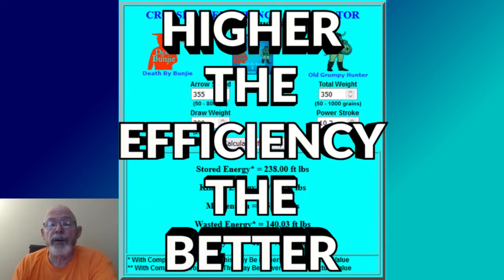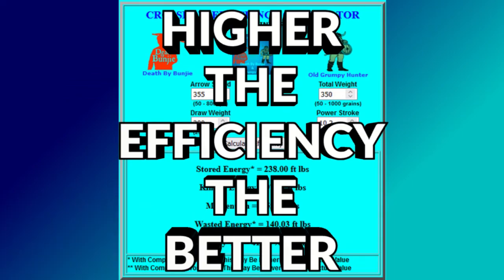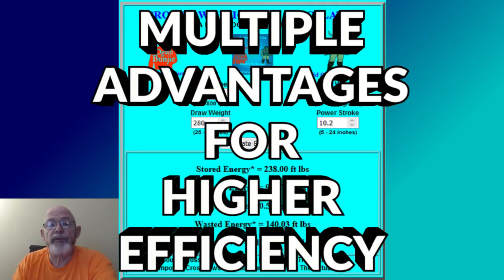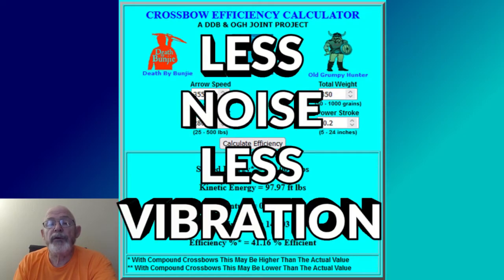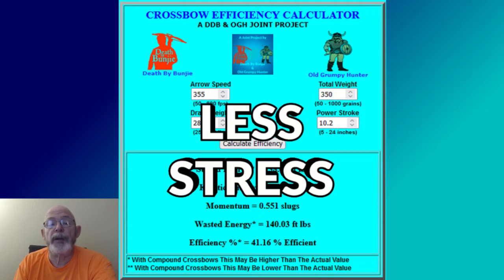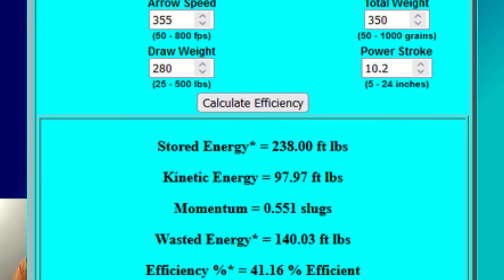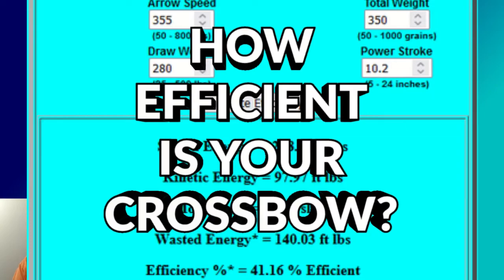The higher the efficiency, the better. There are multiple advantages for having a higher efficiency. With a higher efficiency, the less stored energy the bow has to absorb. The first thing you may notice is a lower noise level and less vibration. Furthermore, less stored energy being absorbed is less stress on the bow. This calculator is loaded with Bunjie Junior specifications. How efficient is your crossbow?